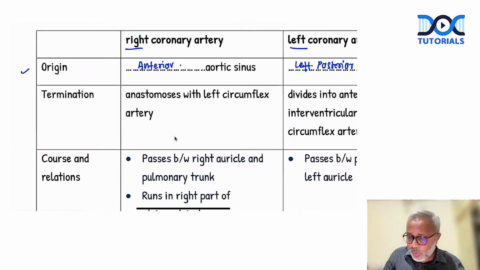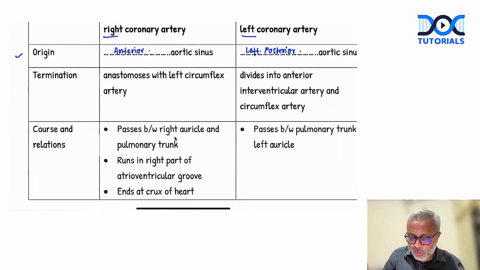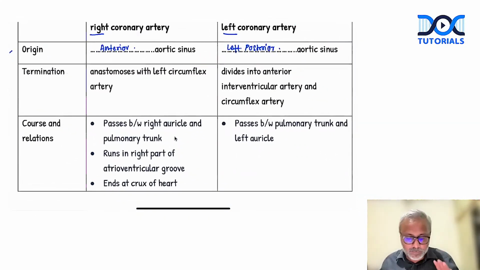Then, once we have learned this, let's focus on how they terminate. The right coronary artery terminates by anastomosing with the left circumflex artery. This occurs in about 60% of individuals. In the other 40%, either it ends at the inferior border of the heart or traverses the posterior part of the atrioventricular groove completely. We will see the diagram and then we'll try to understand.